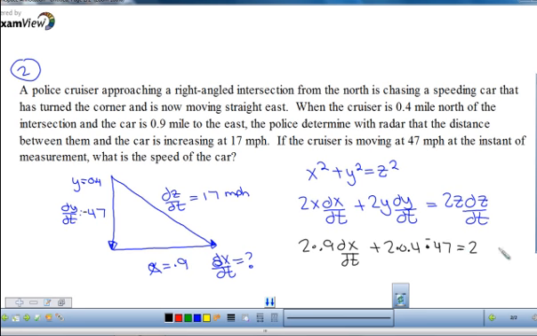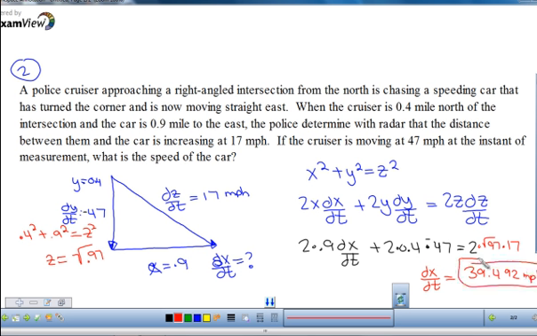We don't know what z is, but we can find it using the Pythagorean theorem. So z is the square root of 0.97. So we're going to put that there, and dz/dt is 17. So if we solve for dx/dt, it's 39.492 miles per hour. So the car is going 39.492 miles per hour.